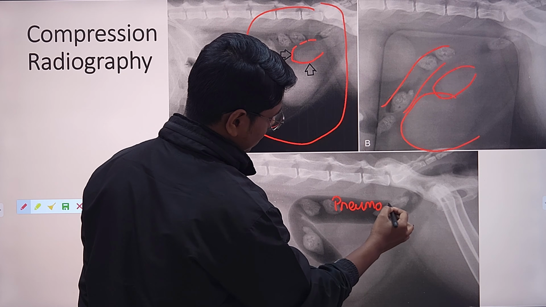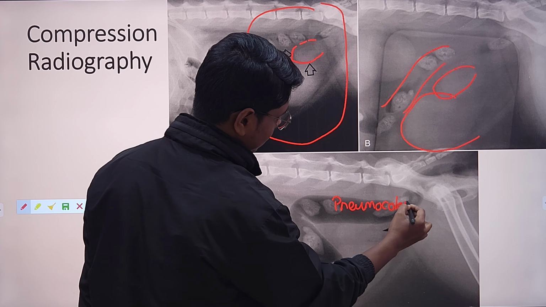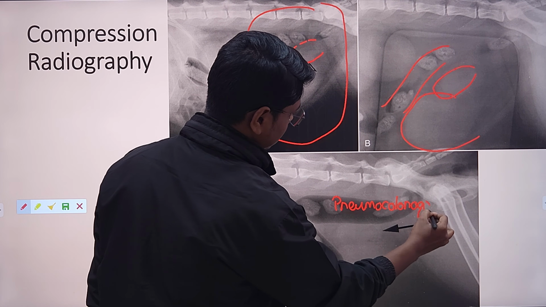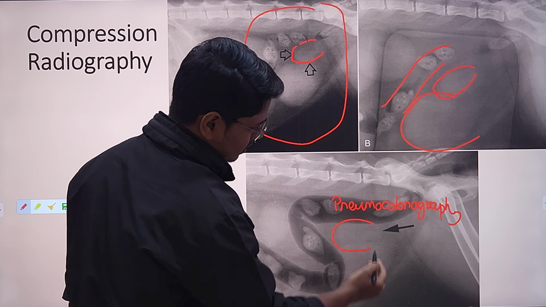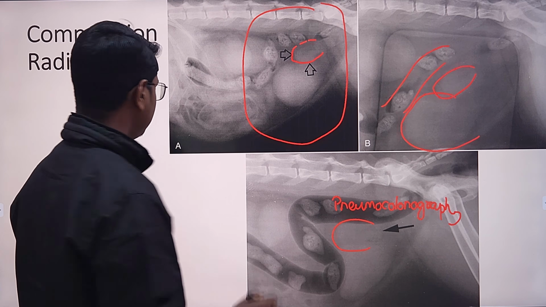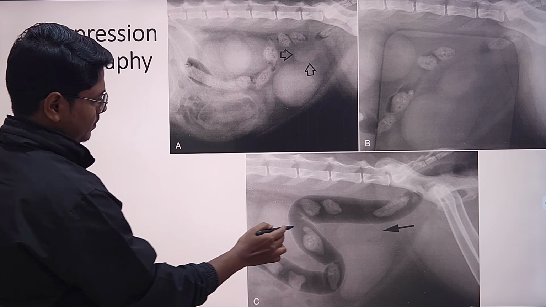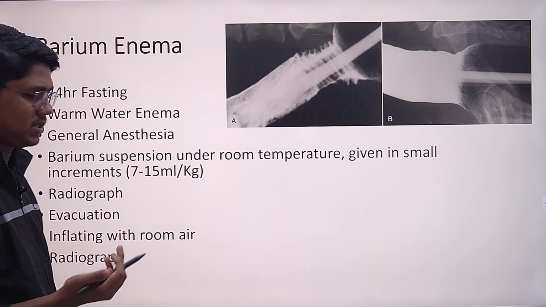I have already discussed in small intestines also some part, pneumocolonography. After that it becomes very clear. So this is compression radiography. Not usually routinely practiced, but it can be done.